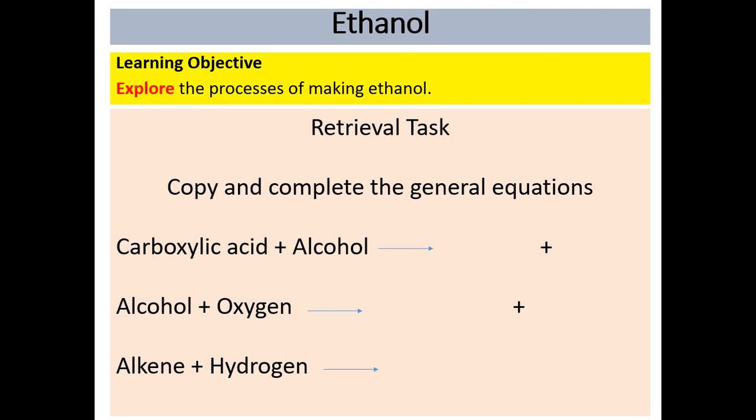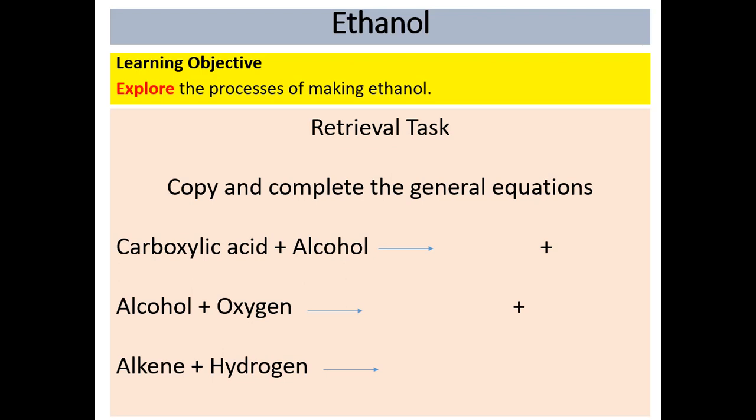But before we do, for a little bit of retrieval, I want you to copy and complete these general equations that we learned last week. So carboxylic acid and an alcohol, what does it make? There's a little clue there. There is a plus sign, so it makes two products.